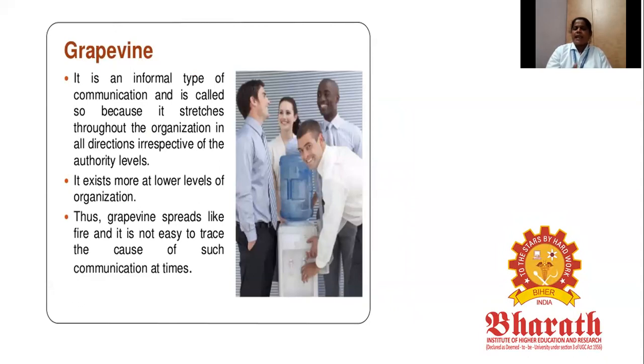The grapevine spreads like a fire and is not easy to trace. It is easy to spread, reaching everyone within seconds.